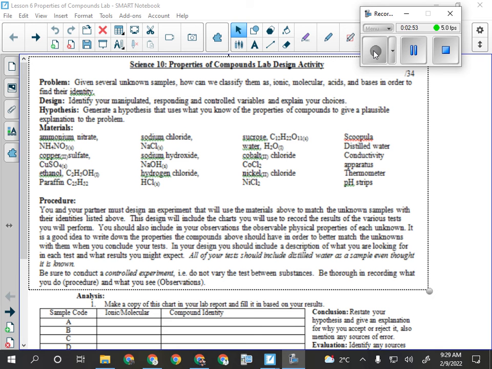So the next part of our lab report is the variables. As we said before, we need to be able to not only identify one manipulated, one responding, and three controlled variables, but also explain them. In order to do that, we need to know how the experiment is going to work so that we can figure out what's being manipulated, what's responding, and what I'm going to have to control throughout the lab. So the lab's going to work like this.